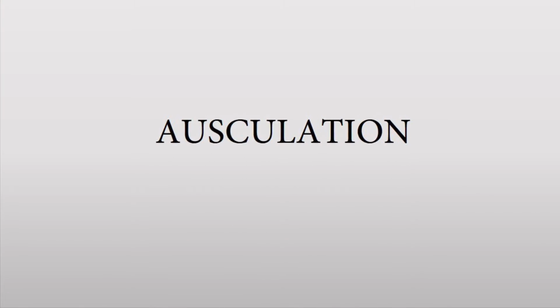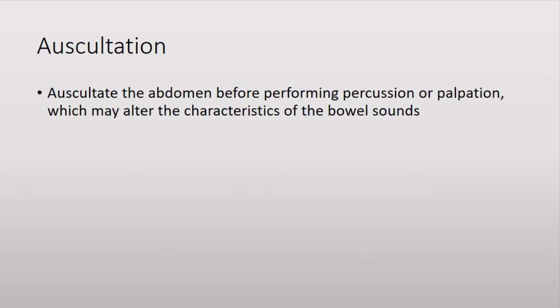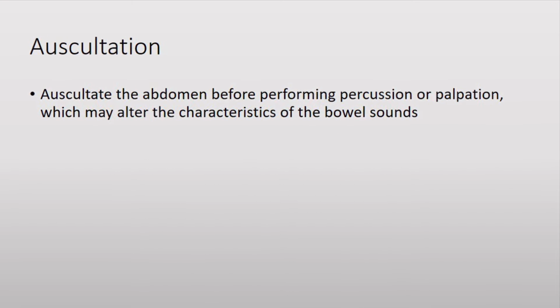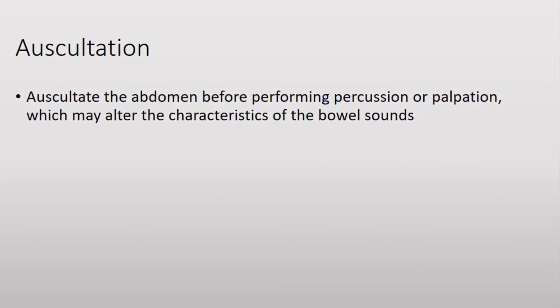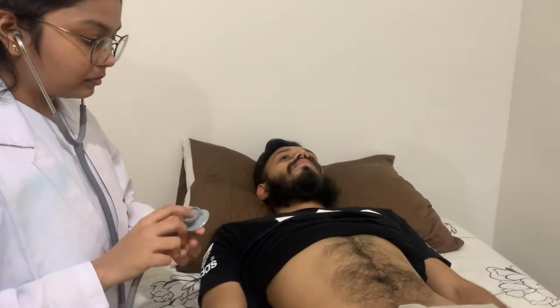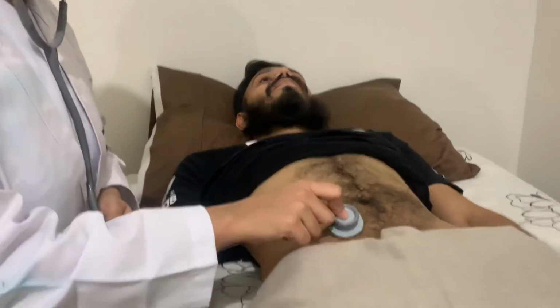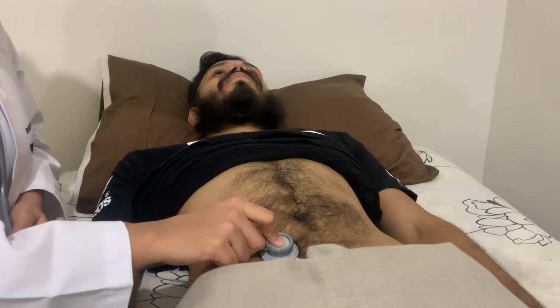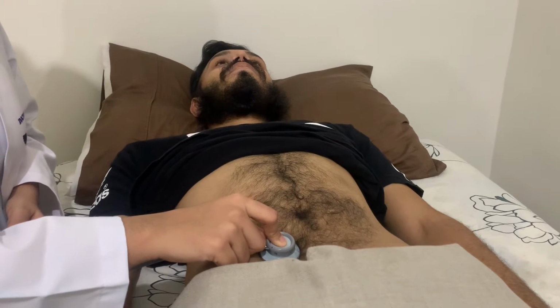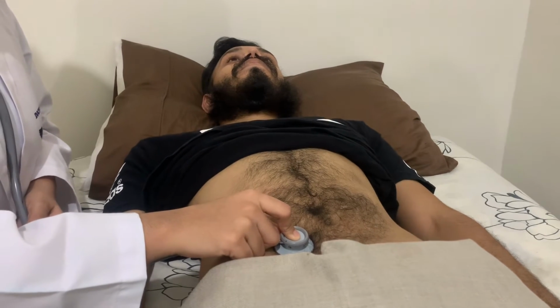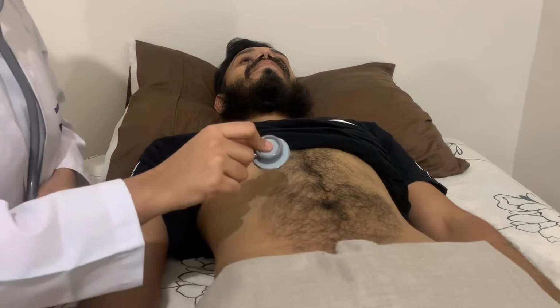For auscultation, auscultate the abdomen before performing percussion or palpation, which may alter the characteristic of the bowel sounds. Now let's proceed to place the diaphragm of your stethoscope gently on the abdomen and listen for bowel sounds on the right lower quadrant. Listen to their pitch, quality, and frequency. If the patient has hypertension, listen for bruits over the right renal artery.